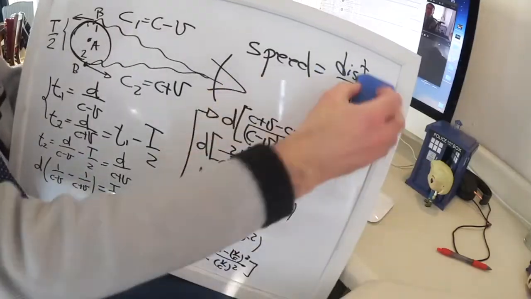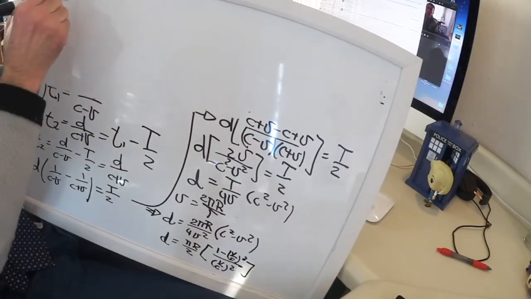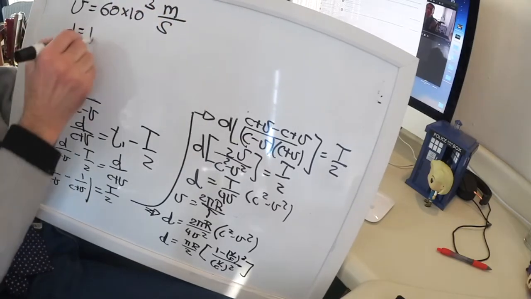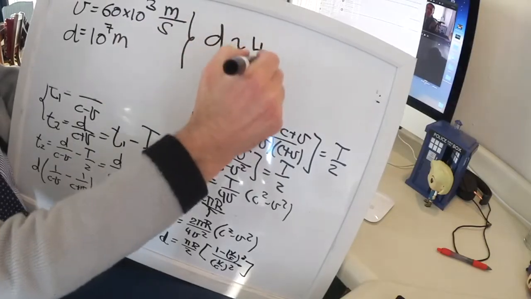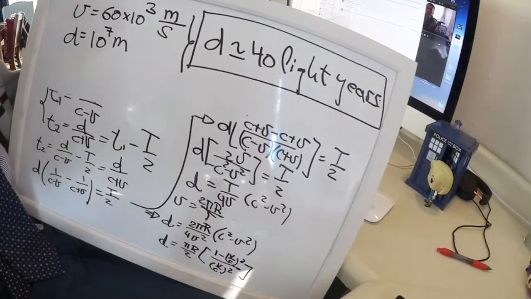Is this a large distance? Well, let's substitute some reasonable numbers here. The speed of the star could be 60 kilometers per second, something reasonable, and radius of the orbit 10 million kilometers. These are very common numbers in astronomy. We substitute and we get about 40 light years, just right here in our nearest neighborhood.